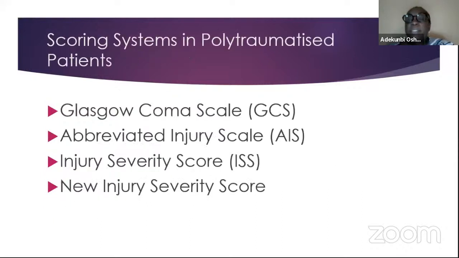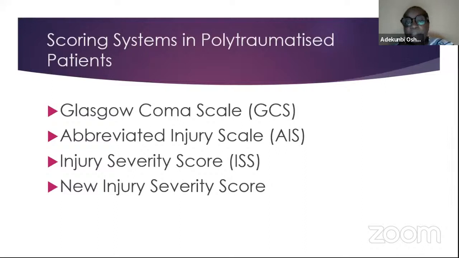Now, there are different scoring systems used in the assessment of polytraumatized patients. The Glasgow scale is used most times for head injured patients, divided into either mild, moderate, or severe. The mild involves a Glasgow Coma Scale of 13 to 15, the moderate a Glasgow Coma Scale of 9 to 12, while the severe is a Glasgow Coma Scale of 3 to 8.